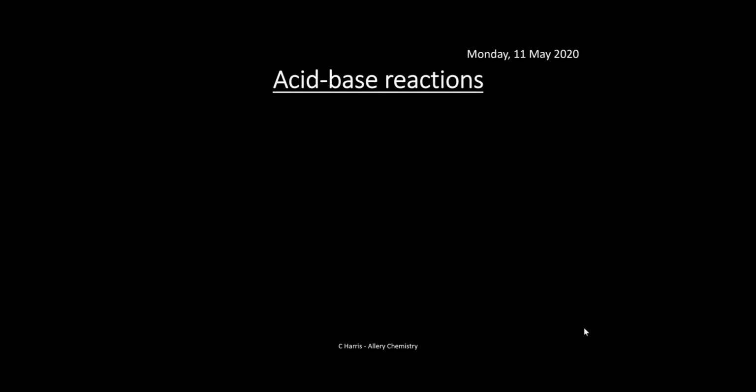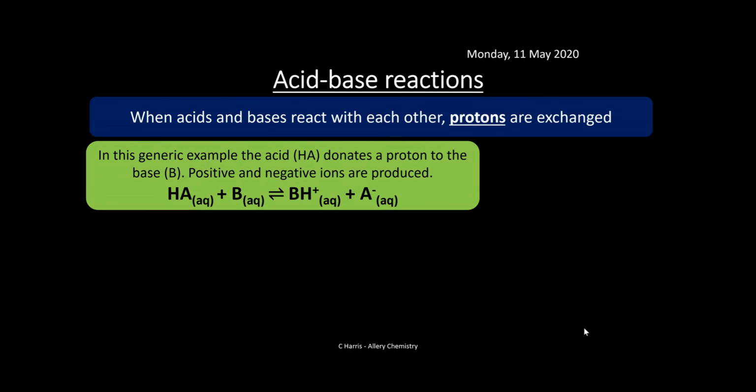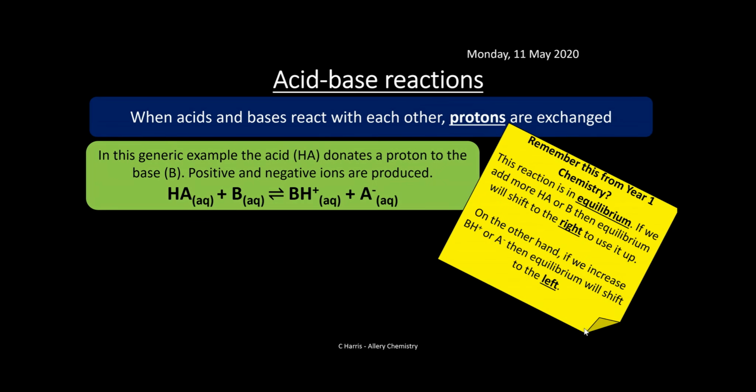Okay, so let's look at some acid-base reactions. When acids and bases react with each other, protons are exchanged. So the key thing here, as the Brønsted-Lowry theory states, it's all about this proton. Is it being received or is it being donated? That determines whether it's an acid or a base. So let's look at this generic example. This is HA, your acid here. HA donates the proton to the base, which is the B, and positive and negative ions are produced, as we've seen before. Now you'll remember this from year 1 chemistry.